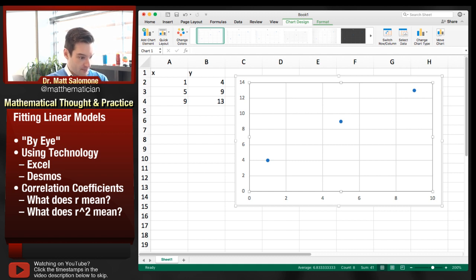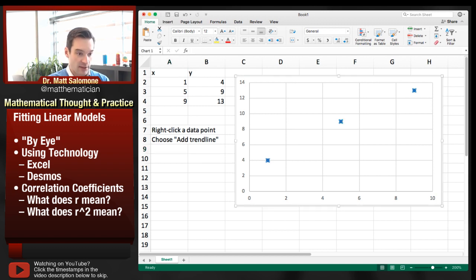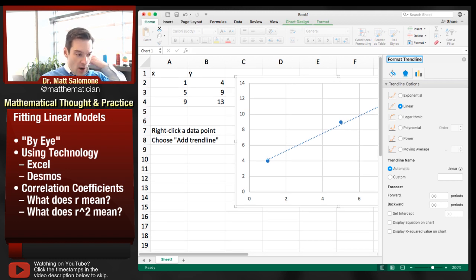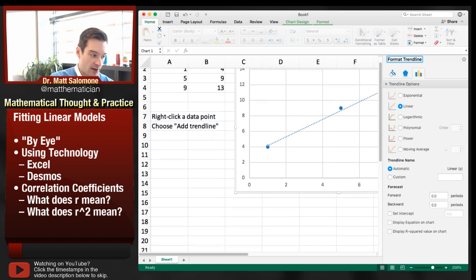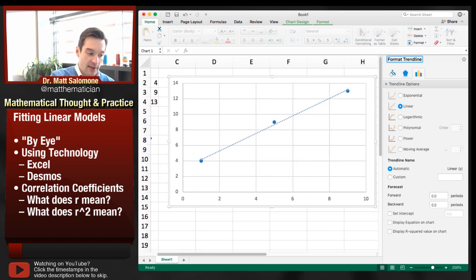I'm just going to write this down over here. So right click a data point and then choose an option that says add trend line. So when I do that, add trend line, it's going to draw in, in my case it happens to have drawn it in as a dotted line here, don't really care, whatever. It draws in my dotted line, and that dotted line is the graph of the linear regression equation that we saw from Desmos a little while ago.